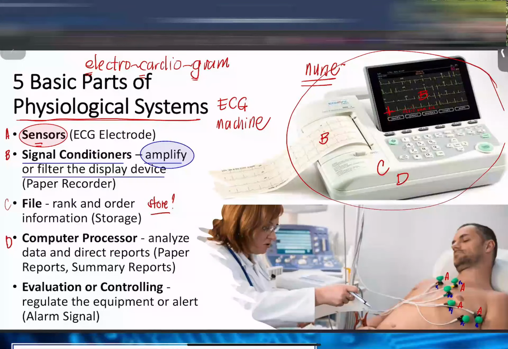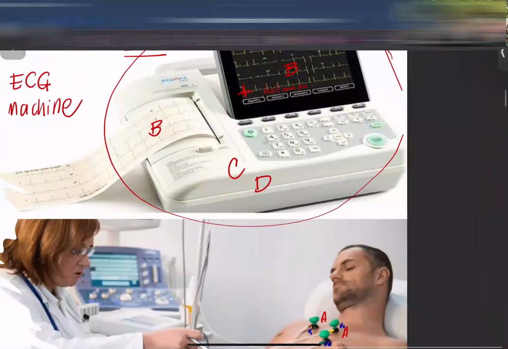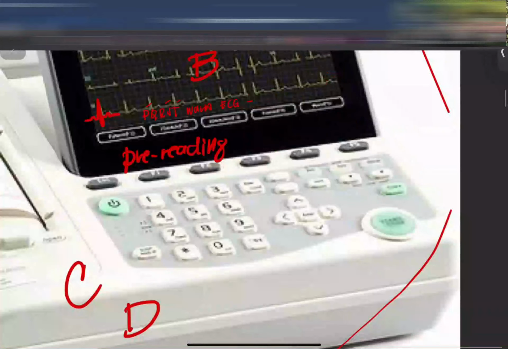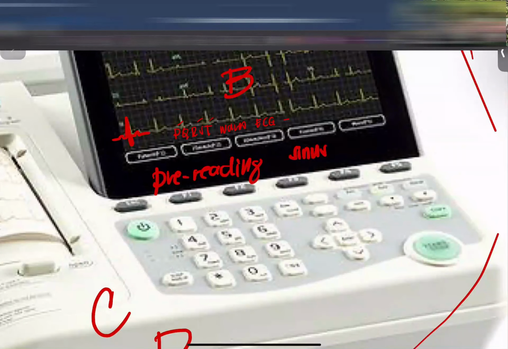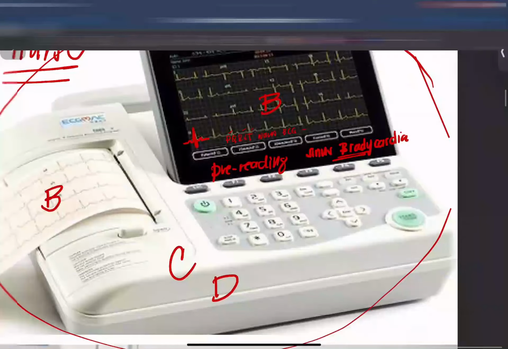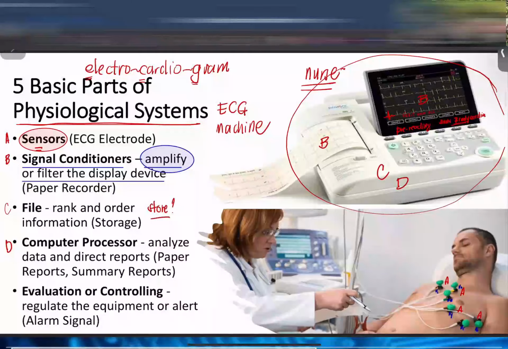Plus, if you have modern ECG machines, you know what? Your modern ECG machines could already have your pre-reading. Ano pong ibig sabihin natin ng pre-reading? Pwede nyo nang sabihin na, okay, ECG reveals sinus bradycardia. Okay? Now, pag sinabi nating bradycardia, class, anong ibig sabihin? What happens to the heart? Is it moving fast or slow? Slow, sir. Slow siya, no? Slow. Okay? So class, that report in itself is already your evaluation and controlling.